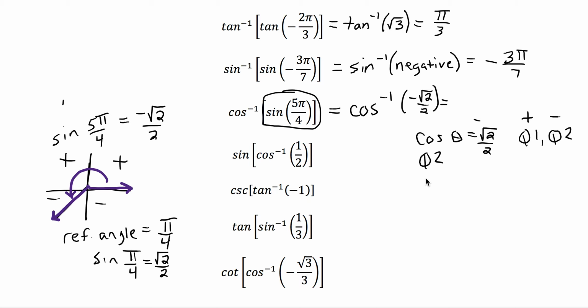So what do I know from a memorized value? I know that cosine of pi over 4 is equal to square root of 2 over 2. That's my first quadrant angle. All right, let's take that pi over 4, which is sitting here, and let's reflect it into the second quadrant because that's where we need to be. All right, what is that angle? That is 3 pi over 4. And so that will be my answer, 3 pi over 4.